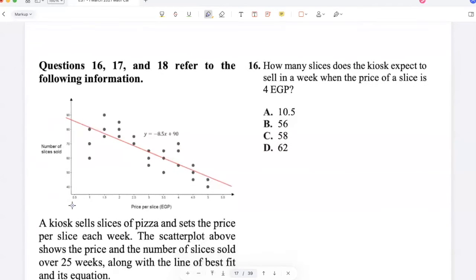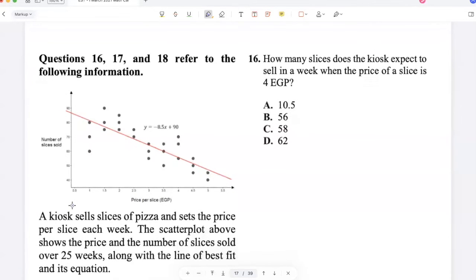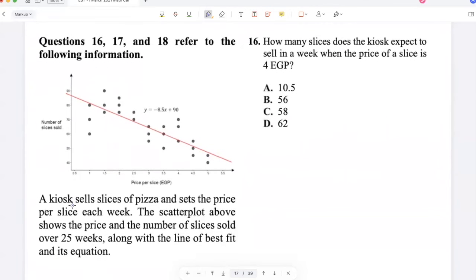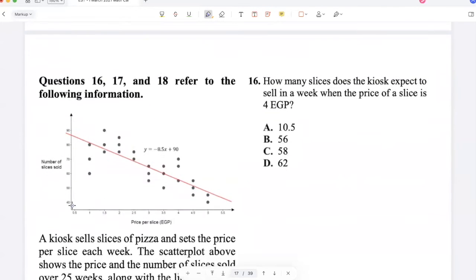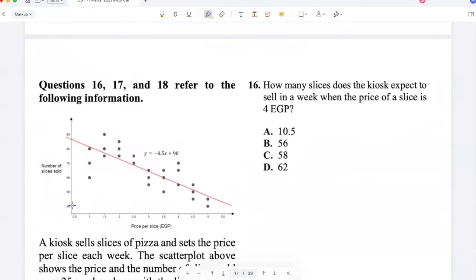Okay, a kiosk sells sizes of pizza and sets the price per slice each week. The scatter plot shows the price and the number of slices sold over 25 weeks along with the line of best fit and its equation. How many slices does the kiosk expect to sell in a week when the price of the slice is 4 Egyptian pounds? Okay, so when the price is 4 Egyptian pounds, how many slices?